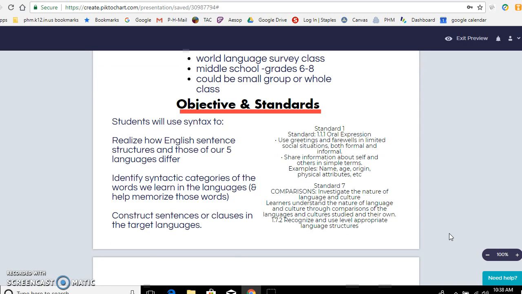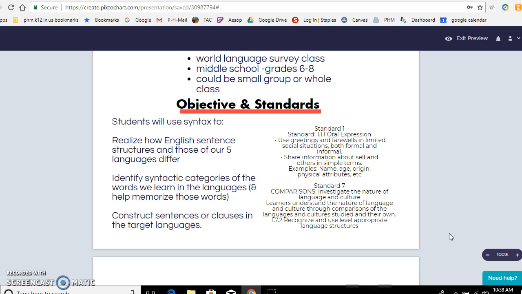So the objectives here are obviously the students are going to use their knowledge of syntax to realize how English sentence structures and those of our 5 languages either differ or are similar. They're going to identify the syntactic categories of the words that we're learning in our languages and in turn help memorize those words. And then they're going to construct sentences or clauses in the target languages using their knowledge of the syntax that they found out.